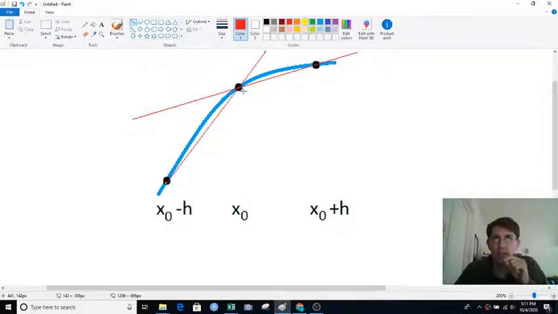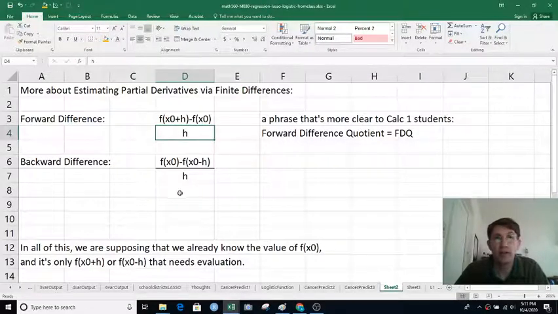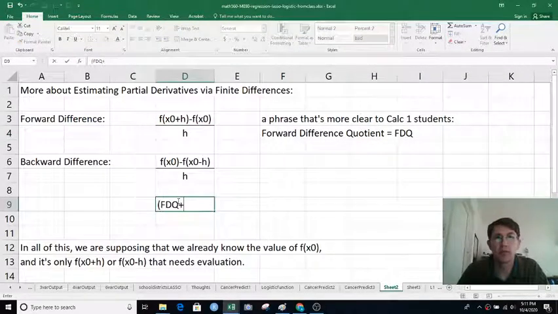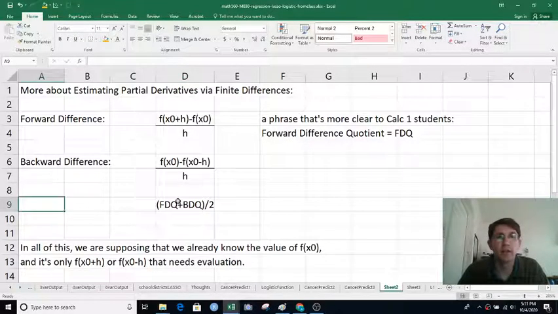So take a sec to think about what could I do to get a better estimate of the slope of that function, which seems like it's not as steep as this one and not as shallow as that one. It might go more like that. Well, you might say let's average the two. So we might say forward difference quotient plus backward difference quotient, divided by 2. And that's a good idea. It's called the central difference quotient.